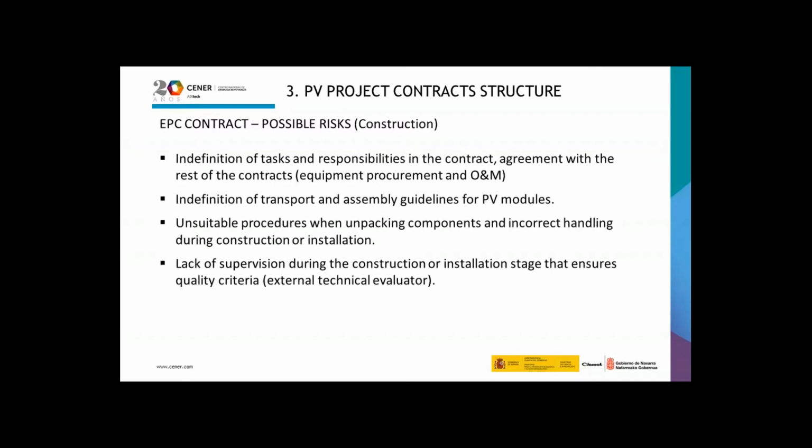From the point of view of the construction, the possible risks in the EPC contract are the indefinition of tasks and responsibilities in the contract agreement with the rest of the contract, indefinition of transport and assembly guidelines for PV modules, unsuitable procedures when unpacking components and incorrect handling during construction or installation, and lack of supervision during the construction or installation stage that ensures quality criteria.